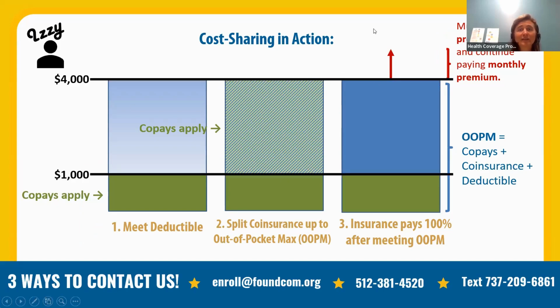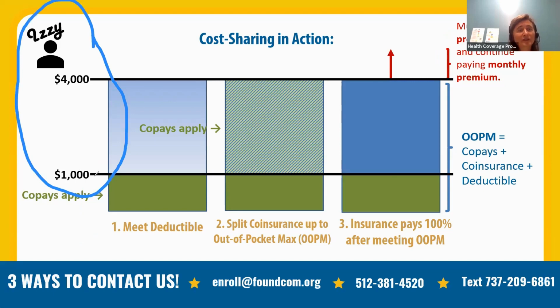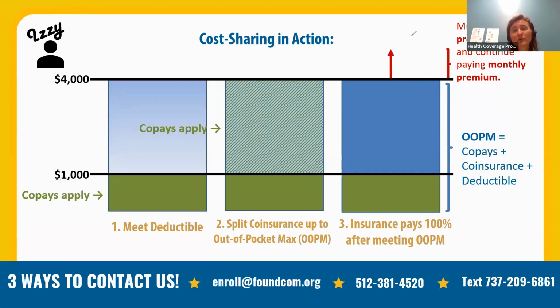And then for Izzy, just in the example of this person, that deductible is $1,000 and that out-of-pocket maximum is $4,000. So those two figures here will vary based on what plan, based on what company, based on what level somebody chose. But in general, this is how the cost sharing split works in a visual way. And it is really helpful.